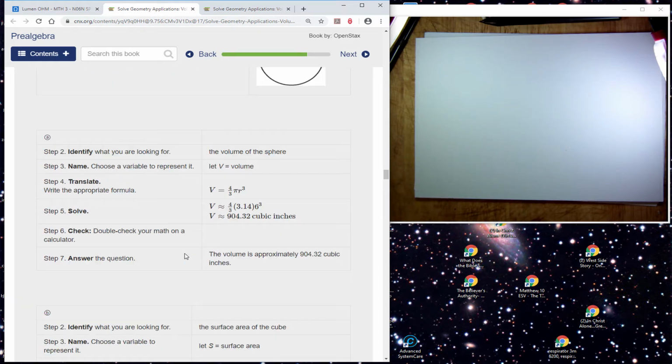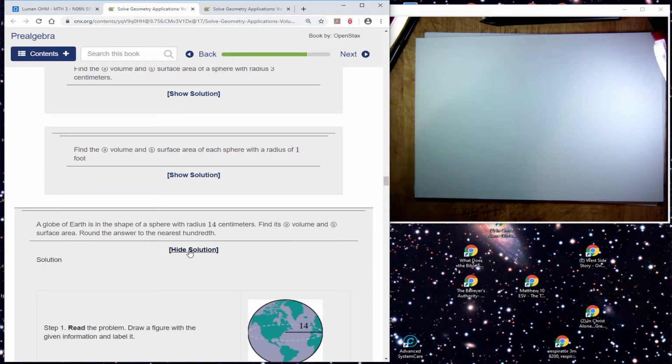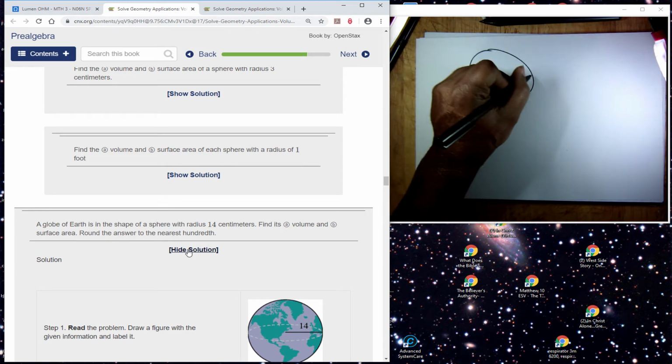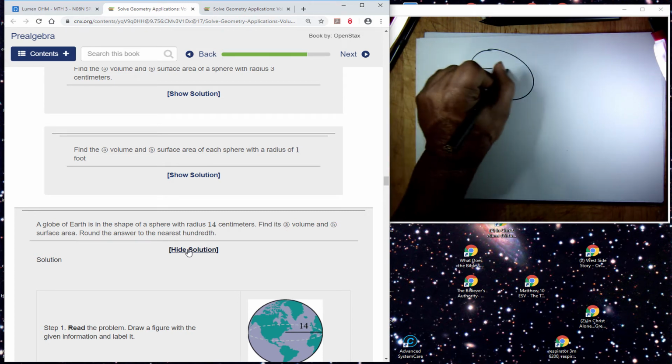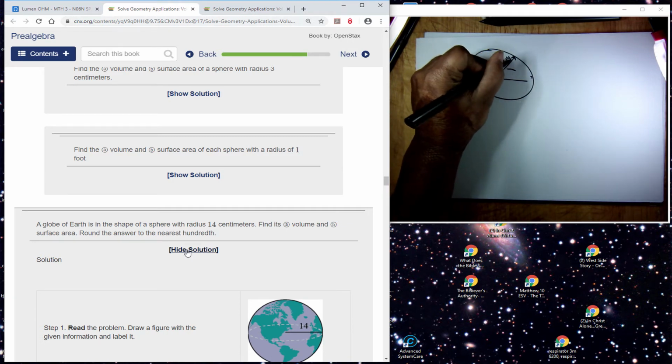Let's look at another one. Find the volume. A globe of the Earth is in the shape of a sphere with a radius of 14 centimeters. Find the volume. So we have our shape here. It's a sphere. The radius is 14. What is the volume?